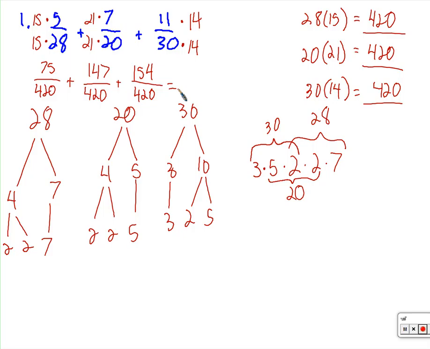376. Did you ever raise your hand up? Yeah. Okay. I couldn't see it because it was behind there. It was what again? 376. 376 over 420. Those are both divisible by 4. Okay. And that gives us 94 over 105. There we go.